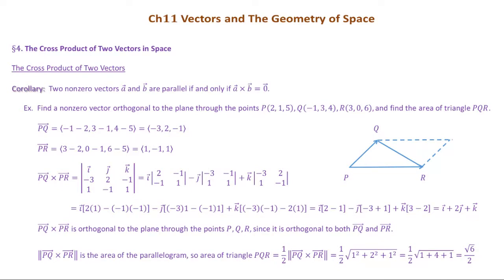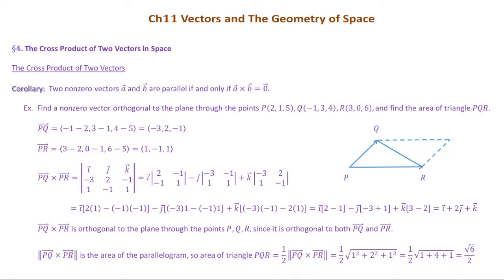First, let's draw a vector from P to Q. The vector PQ will have components -1 minus 2, 3 minus -1, 4 minus -5. Remember, it's terminal minus initial point; do the subtraction of components. So you get -3, 2, and -1. That's the vector PQ.